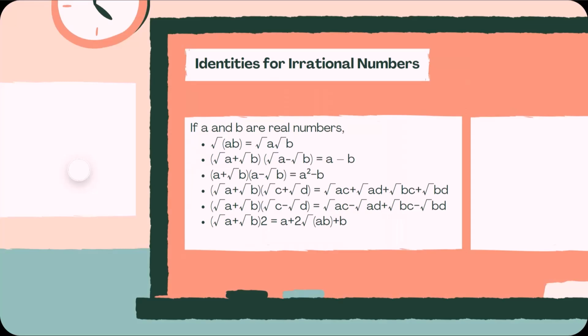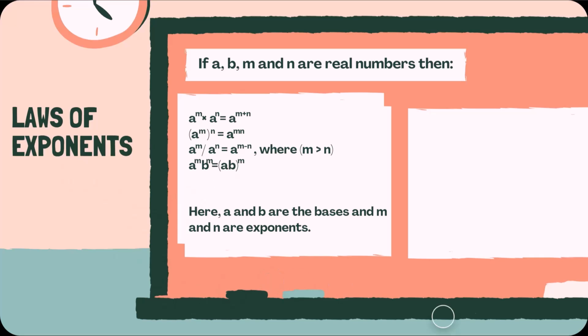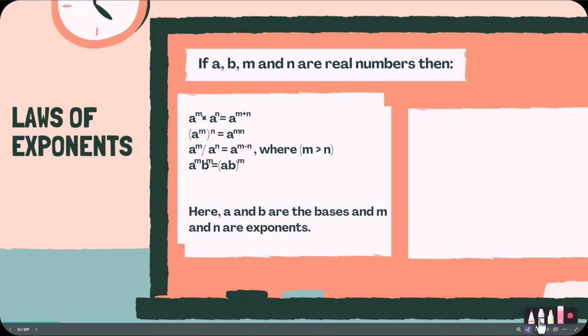If a, b, m, and n are real numbers, then what? This is laws of exponents. So laws of exponents, I'll explain with examples. First law is a raised to m into a raised to n. So what happens? The base is same. Once the base is same and the exponents are different, it'll become a raised to m plus n. Correct? The exponents get added. Suppose we have 2 raised to 3 into 2 raised to 4. What happens? It'll become 2 raised to 3 plus 4, which is 7.